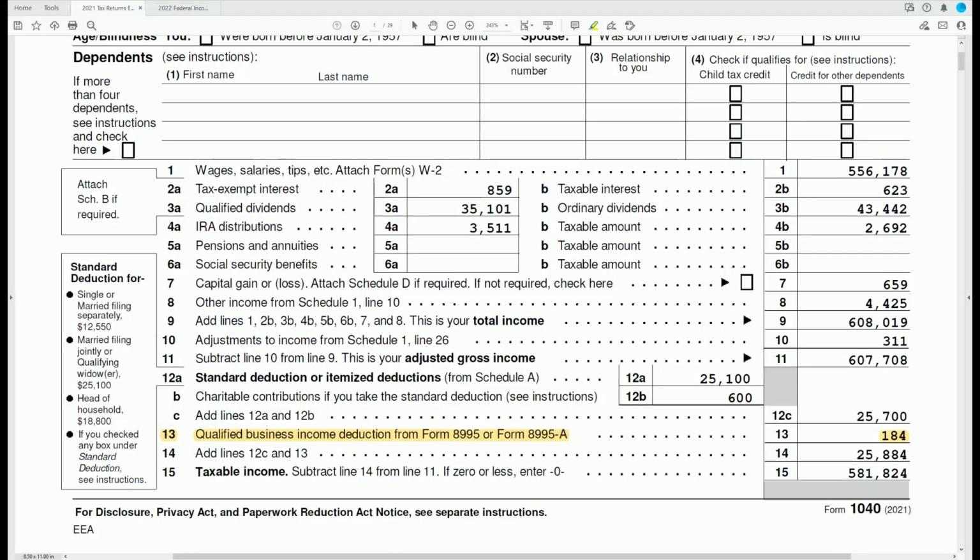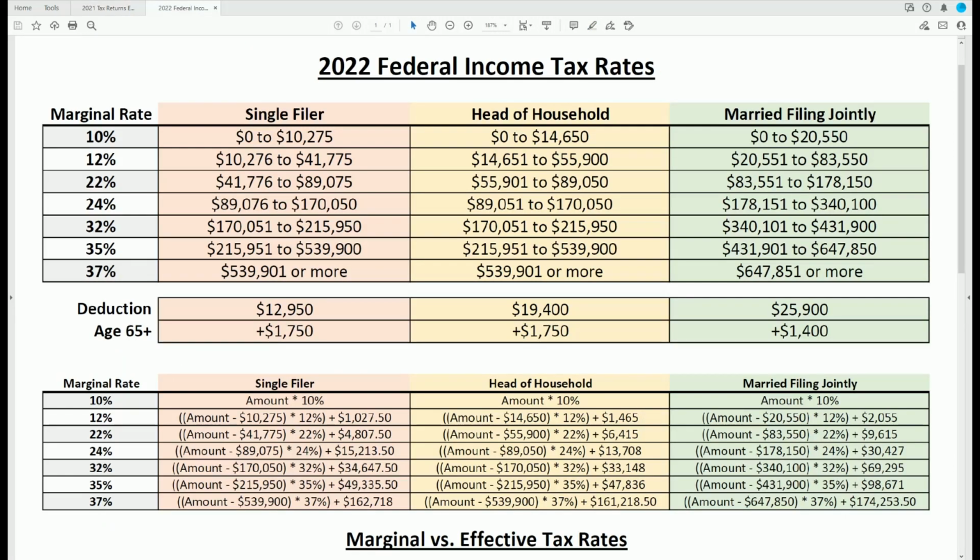Line 13 shows the Qualified Business Income, QBI, deduction from Form 8995, which may also include qualified REIT dividends received within taxable brokerage accounts. After adjusted gross income, AGI, is reduced by the standard or itemized deductions and the QBI deduction, we finally arrive at taxable income. This is the number referenced when calculating ordinary income tax and capital gain tax rates. To quickly estimate ordinary income tax liabilities, I keep this federal income tax rate chart next to my desk.